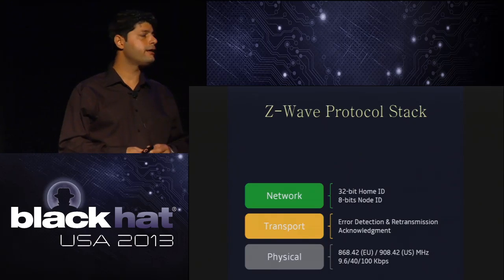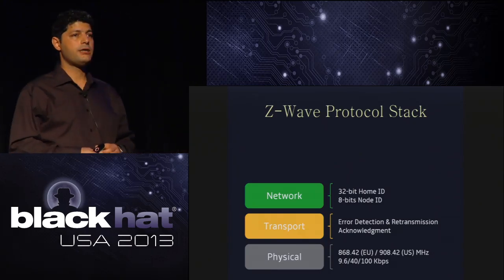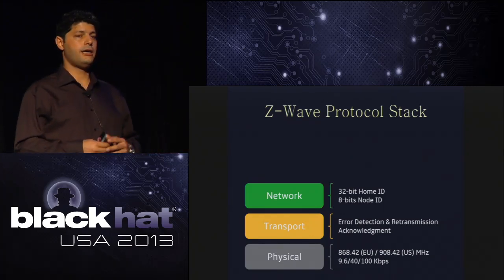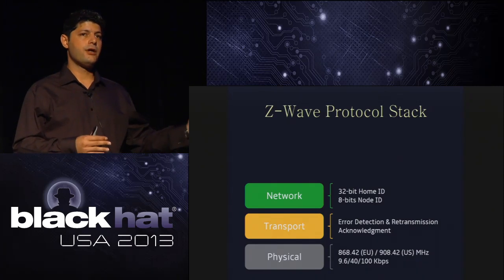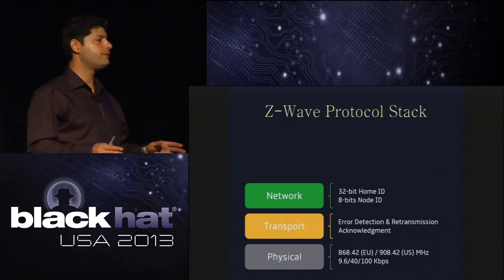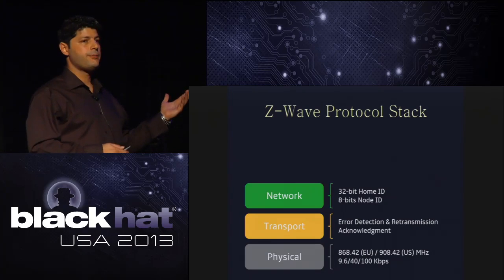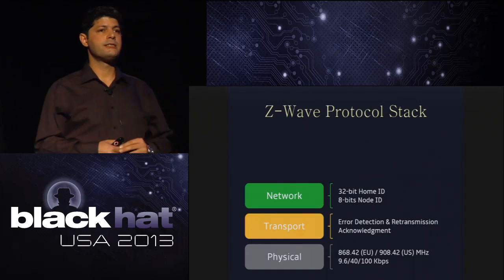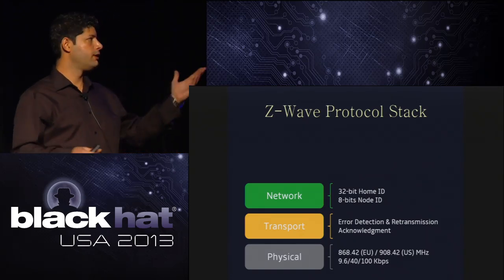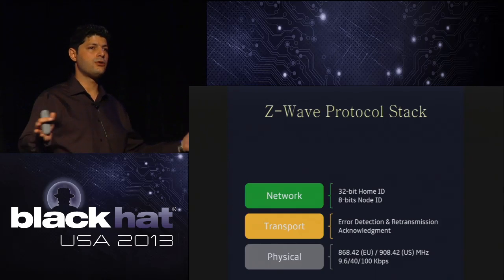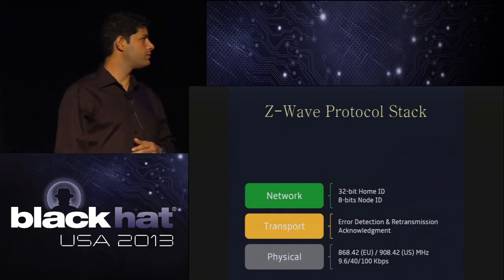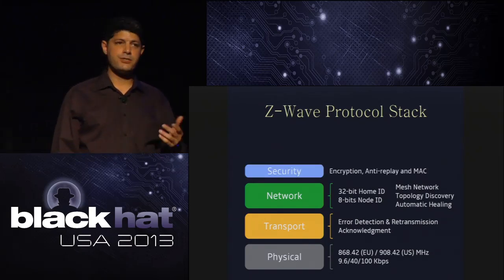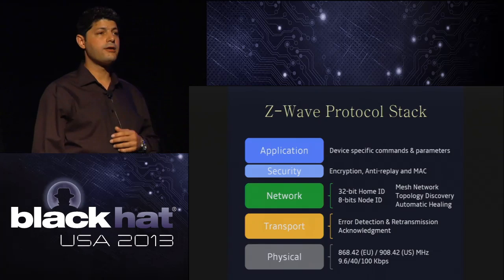Then we have the network layer. We have a unique 32-bit home ID, which is unique to each central controller. That guarantees that if you have a neighbor using the same technology, there's not going to be any interference between the two homes. And then there is an 8-bit node ID, which is assigned when you pair a new device into the network, so that you can differentiate between the various nodes. Also, the mesh topology and mesh network is handled at this layer. We have the security layer, a thin layer on top of that, and finally the application layer.